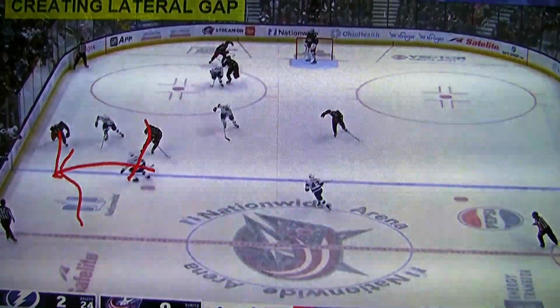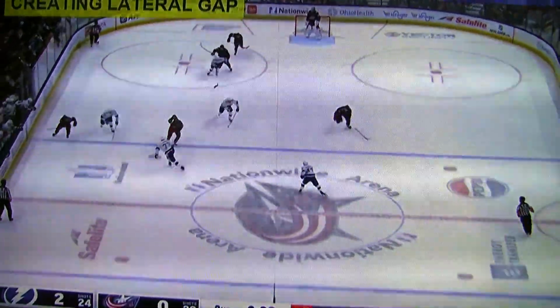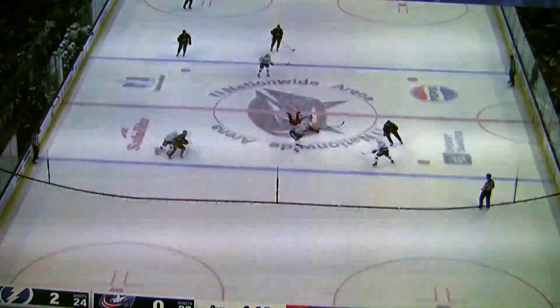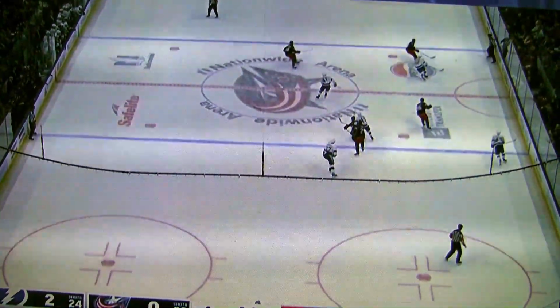So again here, lateral gap, he gets to the middle, gets a tick on the puck. We transition, we're going the other way. Again, greatest version of ourselves there.